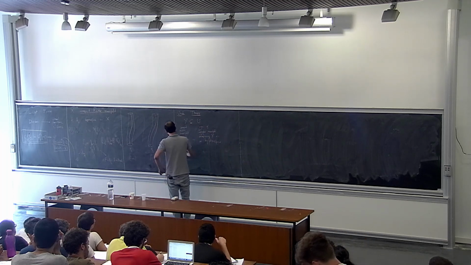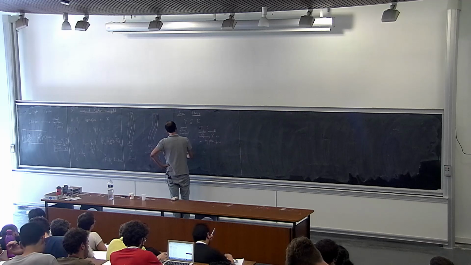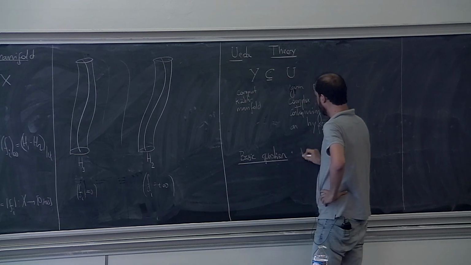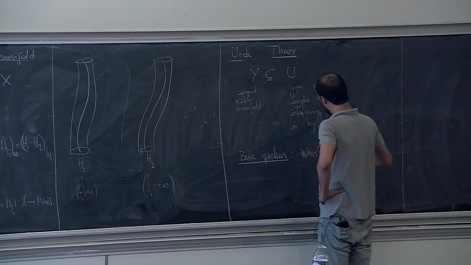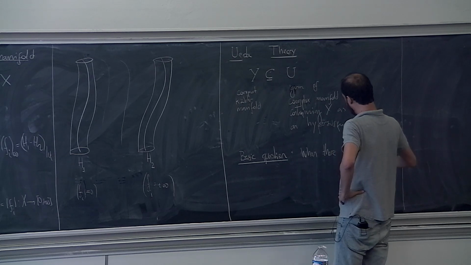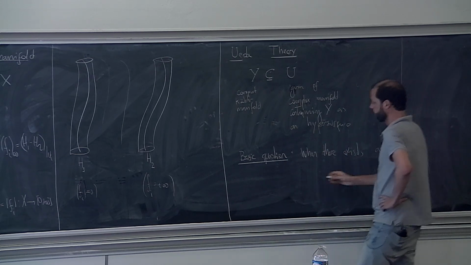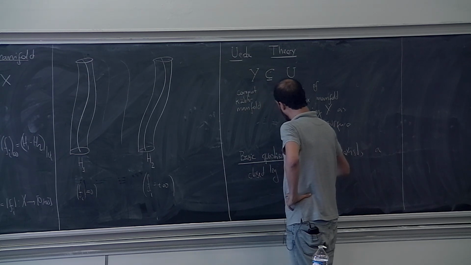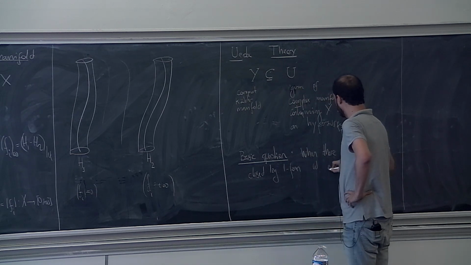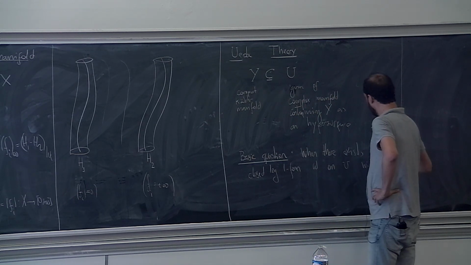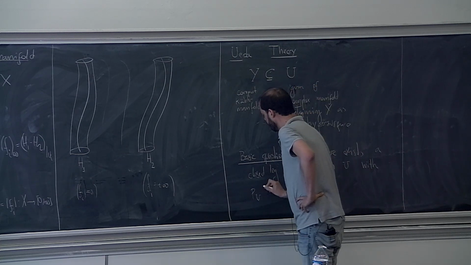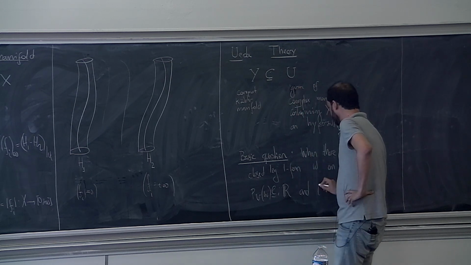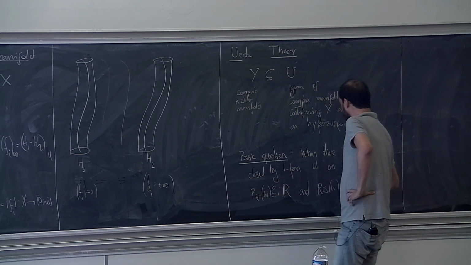So, basic question. When there exists a closed logarithmic one form with purely imaginary residues and residue divisor equal to Y.